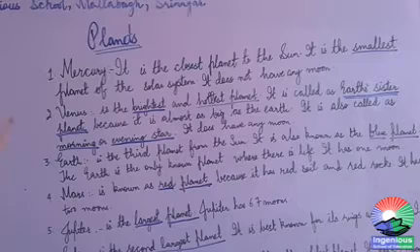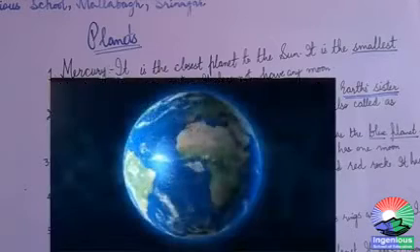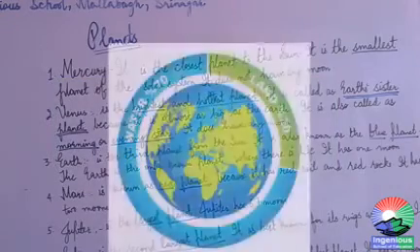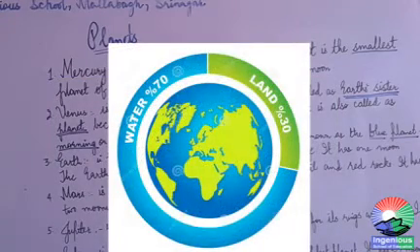Now let's talk about the third planet, that is Earth. Earth is the third planet from the sun, and it is also known as the blue planet. Can you tell me why? This is because 70% of the Earth's surface is covered with water, and that's why it is known as the blue planet.